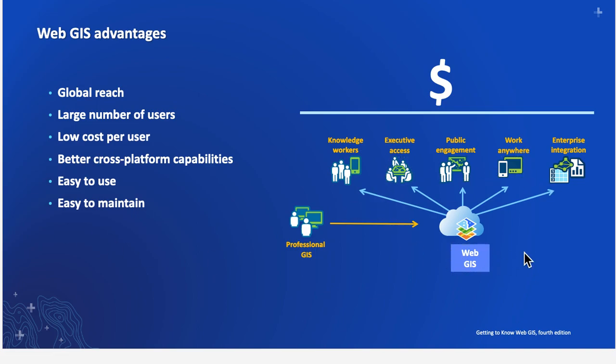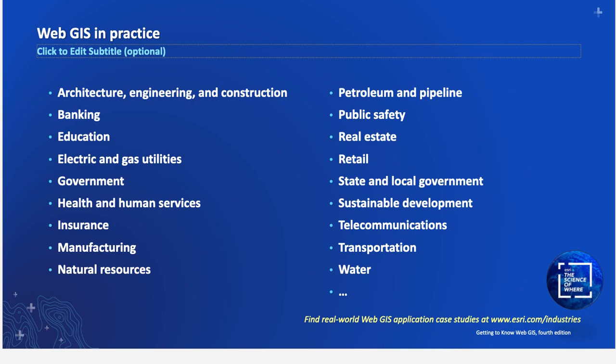So again, we have our figure here, WebGIS. We have knowledge workers, executive access, public engagement. You can work anywhere, whether it's your desktop or mobile device, and enterprise integration. So WebGIS in practice, there are many applications for WebGIS. You can use it for architecture, engineering, and construction, also education, natural resources, and also for water. So WebGIS provides immense value to government, business, science, and daily life.